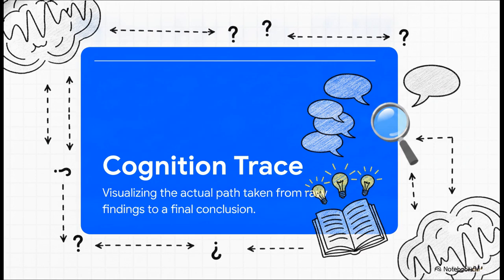The fundamental problem in medicine is that a clinician's reasoning almost always stays invisible. I mean, a clinician takes in raw data, thinks about it, and then just outputs a conclusion. But what if another doctor, or even a patient, wants to know exactly why certain possibilities were discarded and others were kept? That path is often totally lost. To fix this, we need the clinical cognition trace. That's visualizing the actual path taken from raw findings to a final conclusion.